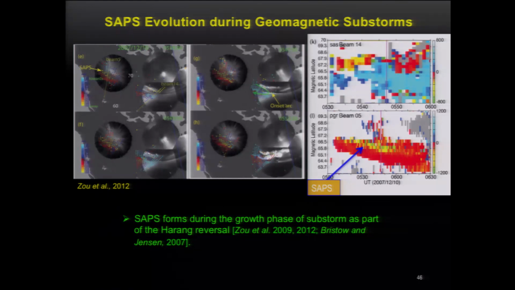If we measure the time series of the convection flows equatorward of the onset arc here, this is a time series. You can see a nice band. That's the SAPS. It forms during the substorm growth phase. That makes sense, because during the substorm growth phase the IMF generally turns southward, energy starts to pump into the magnetosphere, and all the shielding process starts to evolve.